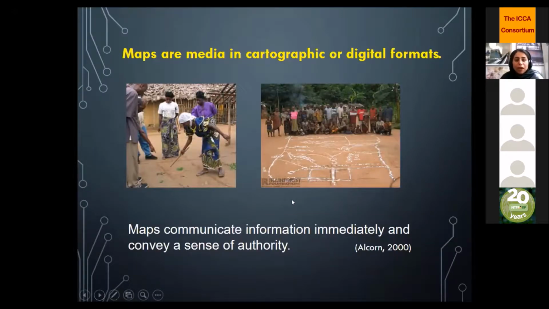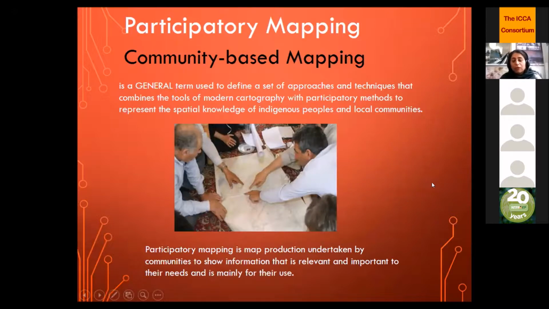For me, maps are media in cartographic or digital formats, or as Alcorn said in 2000, maps communicate information immediately and convey a sense of authority. This is why mapping and preparing participatory maps are so important for the communities and also for the people that are working with the communities.